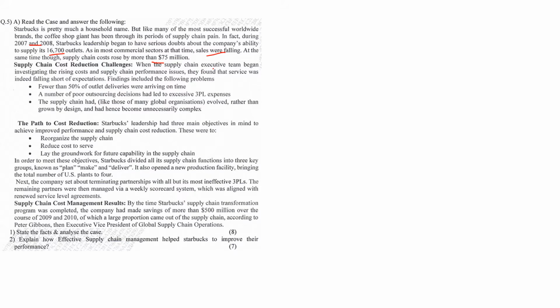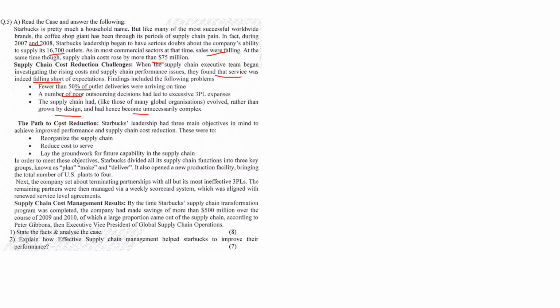When the supply chain executive team began investigating the rising cost and supply chain performance issues, they found that the service was indeed falling short of expectation. Findings included the following problems: fewer than 50% of the outlet deliveries were arriving on time, there were a number of poor outsourcing decisions, and the supply chain had evolved rather than grown by design, and had hence become unnecessarily complex.